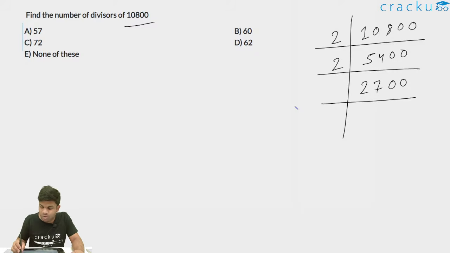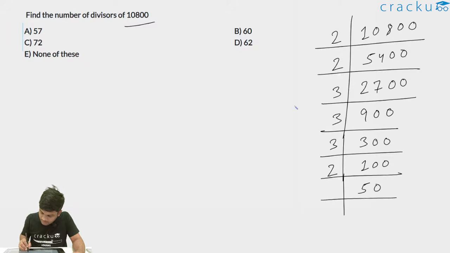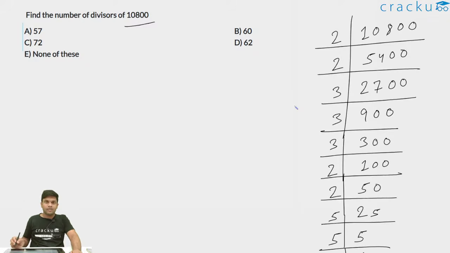It is easier to divide 2700 by 3 as compared to 2 because I feel it is easier. So it is 900. Again by 3, so it is 300. Again we will divide it by 3. Now we came to 100. Now we will again use 2 here, so it will be 50. Again with 2 it will be 25. And 25 will be divided by 5. So this is the prime factorization of 10,800.